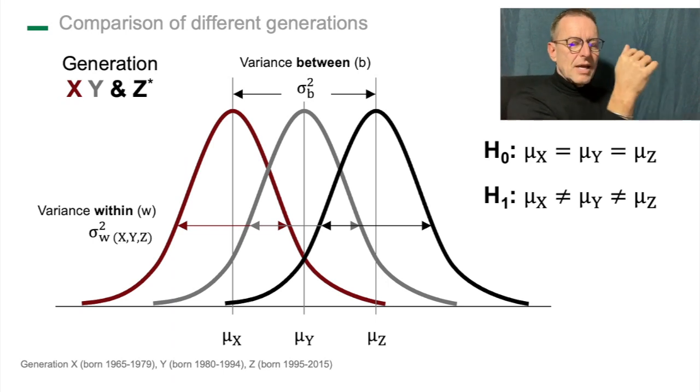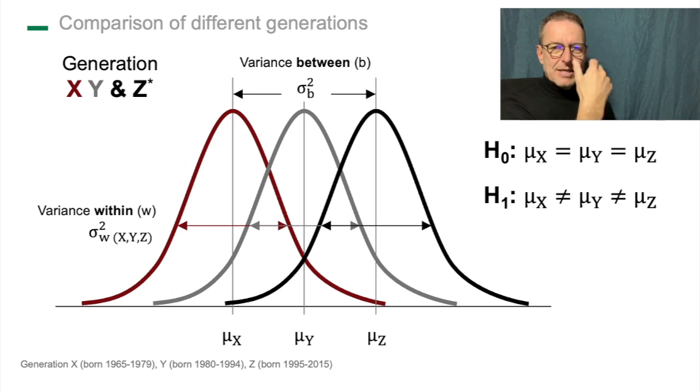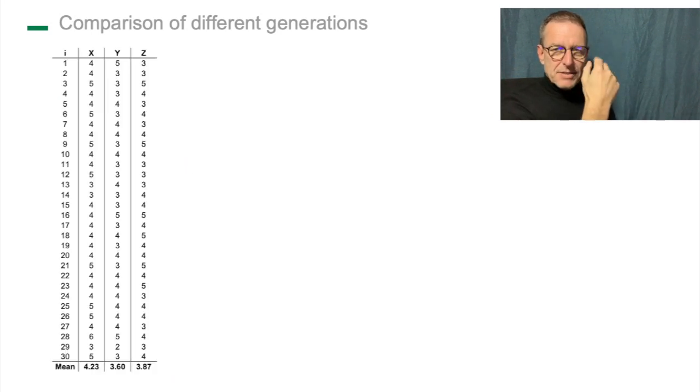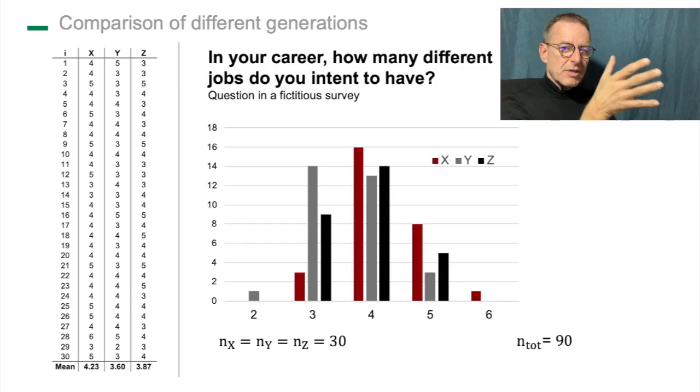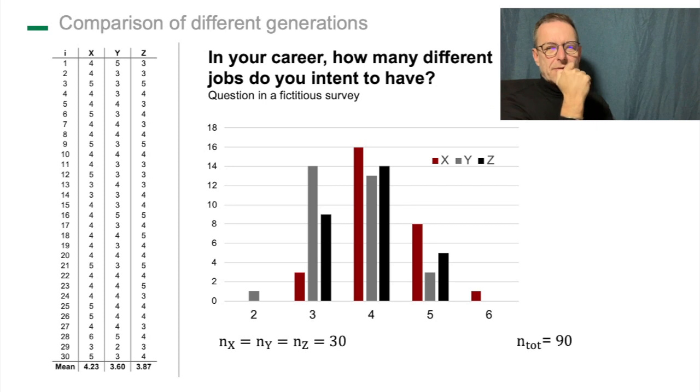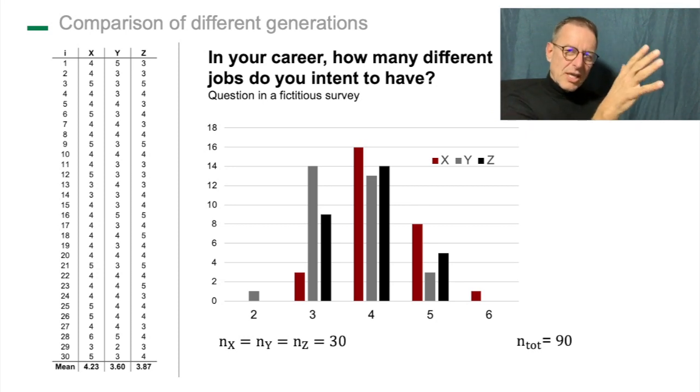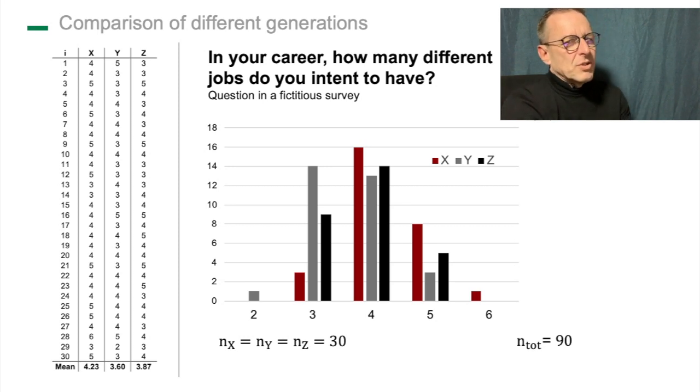So I have some data here, some fictitious data from a fictitious survey. Let's just assume you ask people from different generations one single question. You ask them, in your career, how many different jobs do you intend to have? That's something that is sometimes discussed. In earlier generations, we assume that when you work at Daimler, you're going to stay with Daimler. That's at least in my region where I grew up. Daimler is close by here where I live. So you have one job in your life, right?